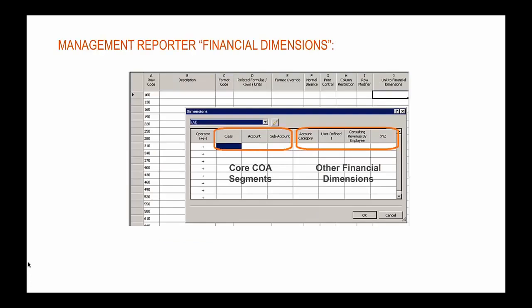Management Reporter looks at analytical accounting, hard-coded GL segments, the account category, and the user-defined fields on the account setup card, all as equals. To Management Reporter, these are all just financial dimensions. It doesn't care from a financial reporting perspective whether the data is stored in a hard-coded GL segment, in a user-defined field on the account card, in analytical accounting, or in an account category. It treats them all as equals.